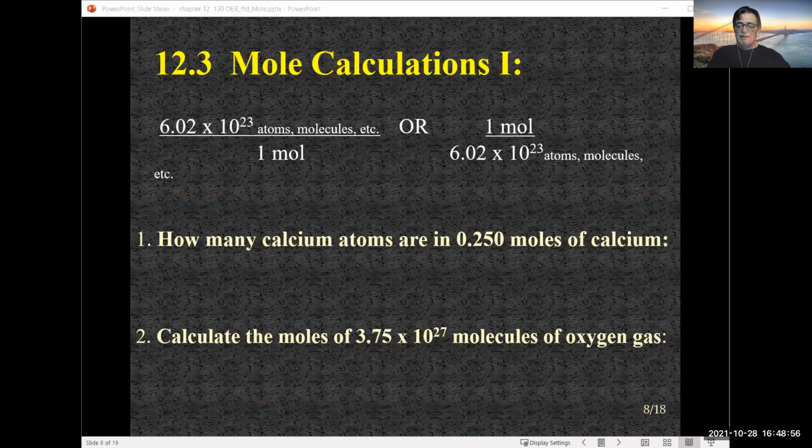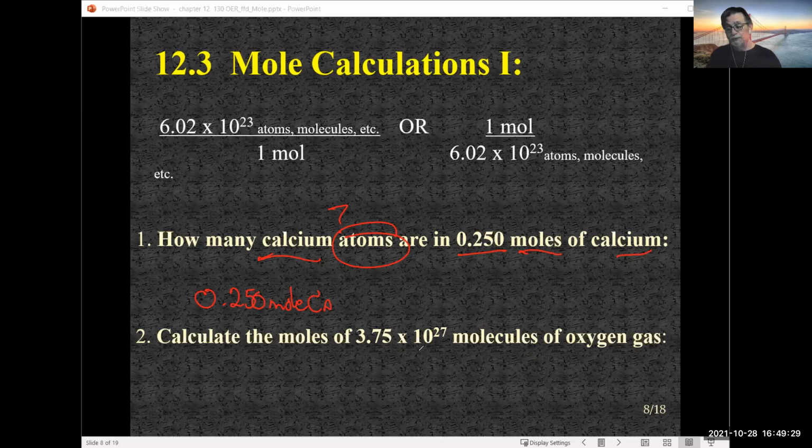And so the question is asked, how many calcium atoms are in 0.25 moles of calcium, okay? So as we normally would do, I would write down what I'm given, 0.25 moles. And notice something about that number, okay? 0.25, it's about a quarter, right?